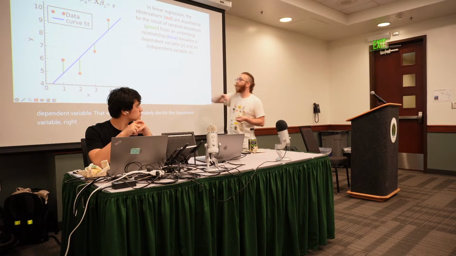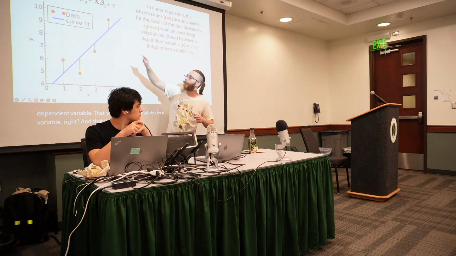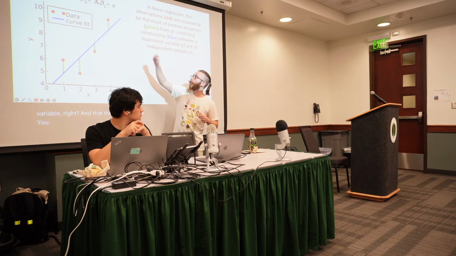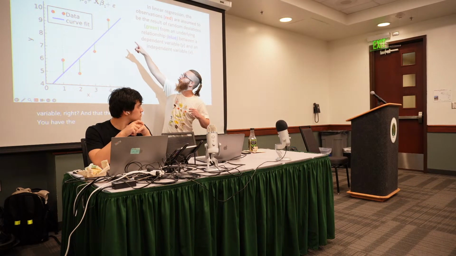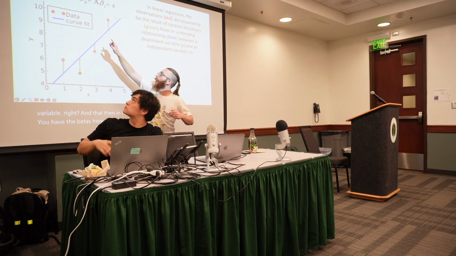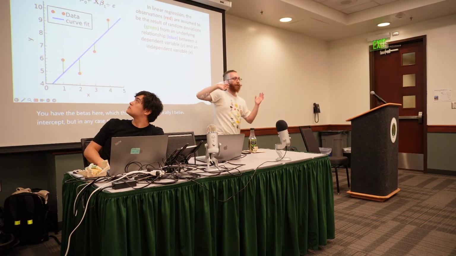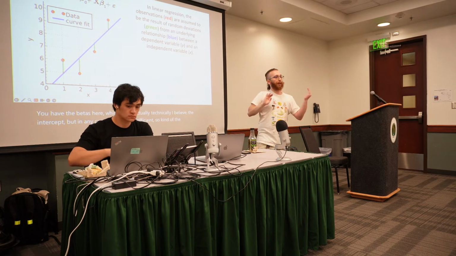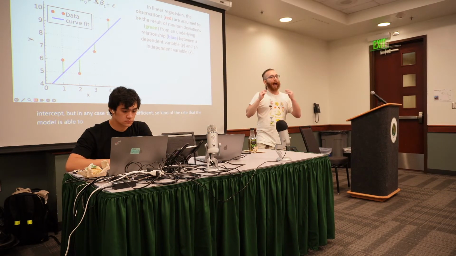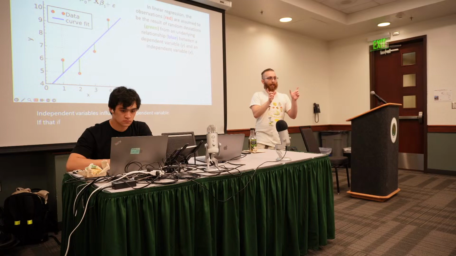And then in this model, you have the betas here, which this is actually technically, I believe, the intercept. But in any case, that's your coefficient. So it's kind of the rate that the model is able to approximate how the independent variables influence the dependent variable. If everyone caught that. Any questions so far?